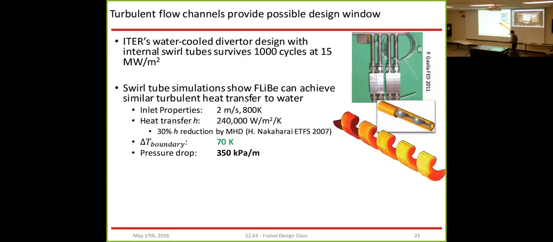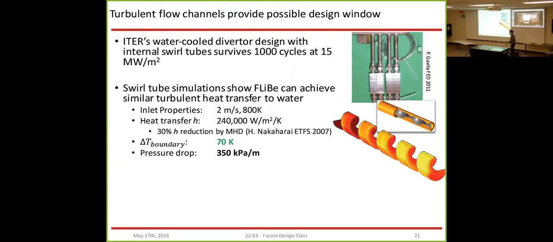Because we are using FLIBE, we ran CFD simulations and showed that FLIBE can achieve similar turbulent heat transfer properties as water. So again, using 2 meter per second FLIBE at 800 Kelvin, we achieved a turbulent heat transfer coefficient, H, of about 200,000.